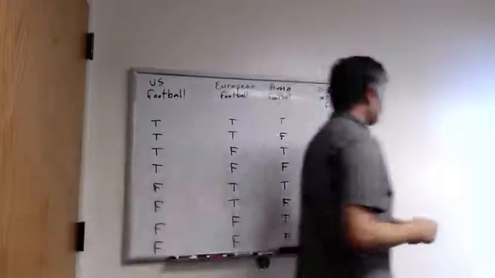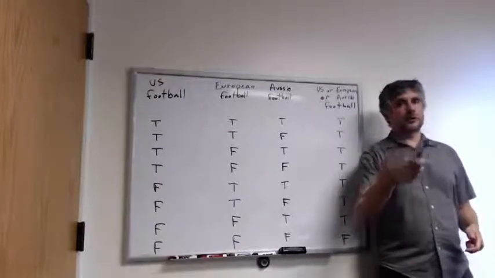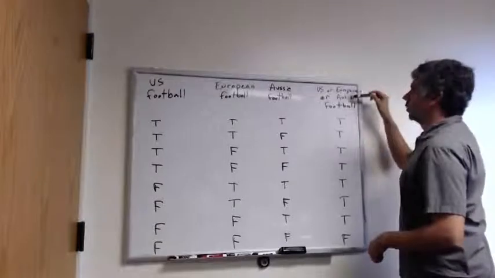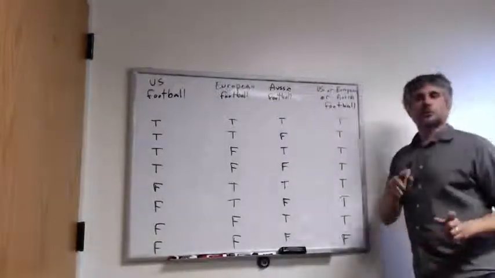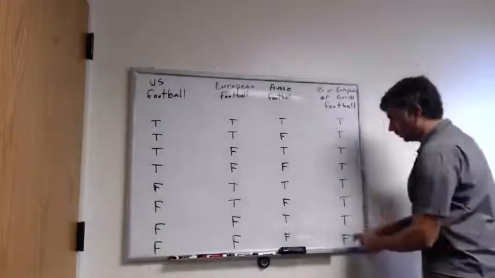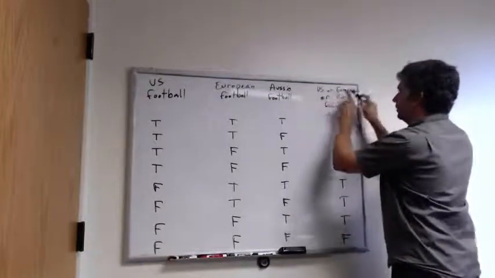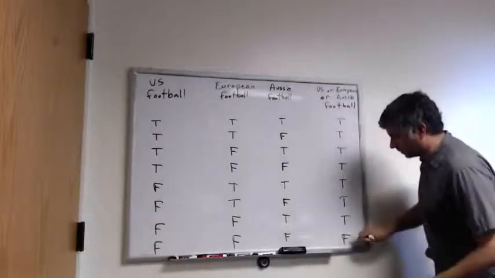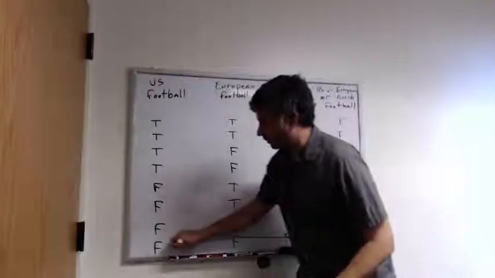Look at this truth table. Premise 1, recall, is that Walter plays American or European or Australian rules football. So premise 1 rules out the situation in which it's false that Walter plays American or European or Australian rules football. And that's all it rules out. It just rules out the situation in which it's false that Walter plays any of those.